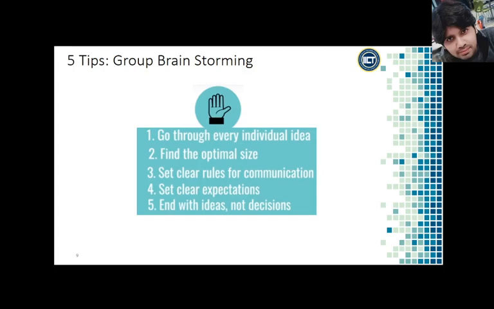Number 5. End with ideas, not decisions. It's tempting to want to leave a brainstorming session with a single idea on which to move forward, but that's not the goal. Your brainstorming session should end with several ideas. Then let them percolate in everyone's mind before coming back and choosing the ideas to pursue later.